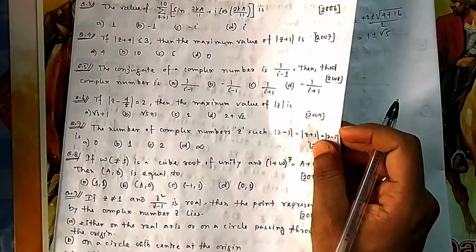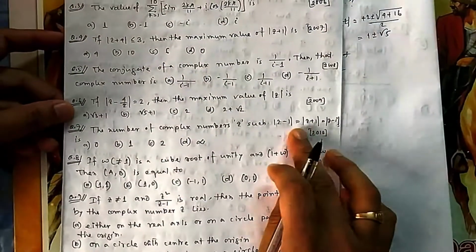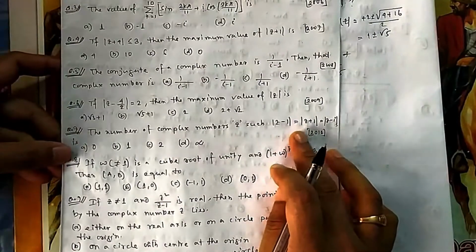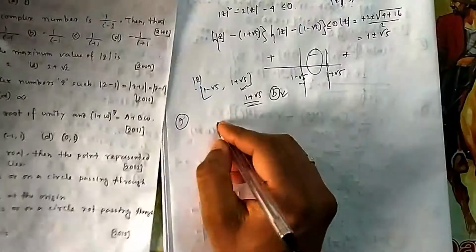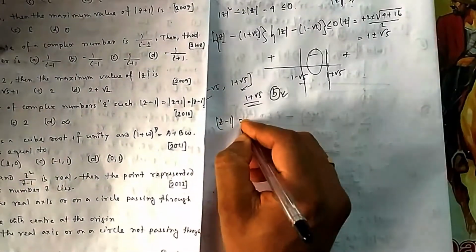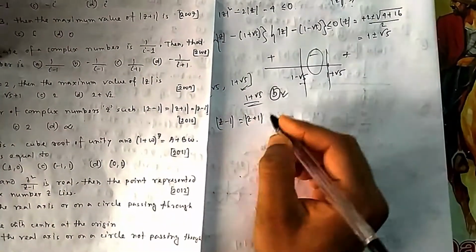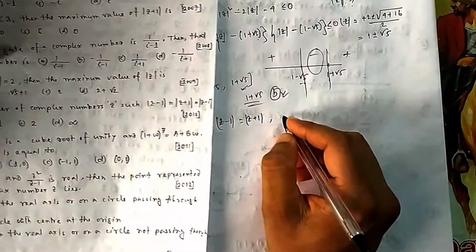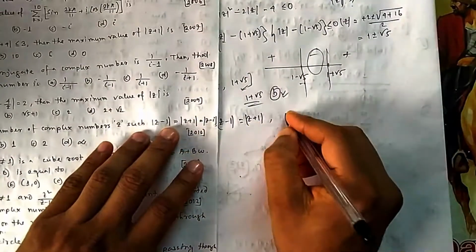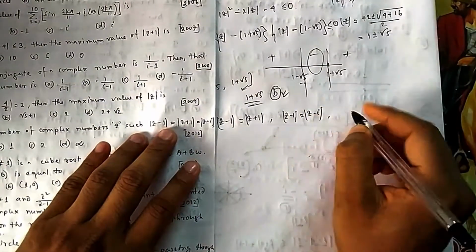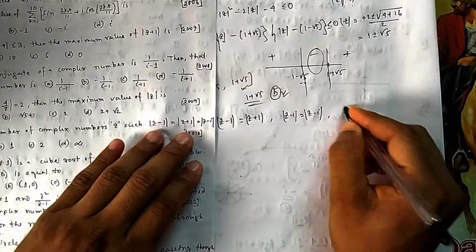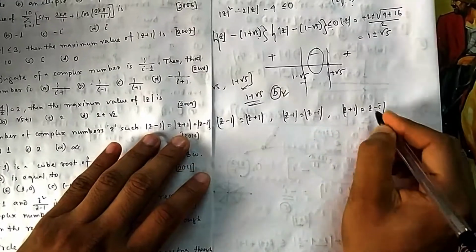Now if you come to 7, the number of complex numbers z such that this is satisfied. So now you can do it in so many ways. Suppose |z minus 1| is given as |z plus 1|. There are so many equalities given. I am separating it, taking two at a time, and |z minus 1| is also equal to |z minus i|. What is the meaning of this? Because all three should be equal. So all three should be satisfied.